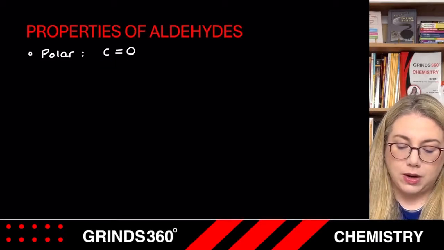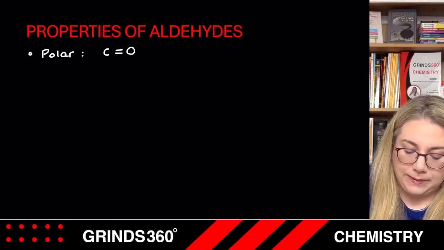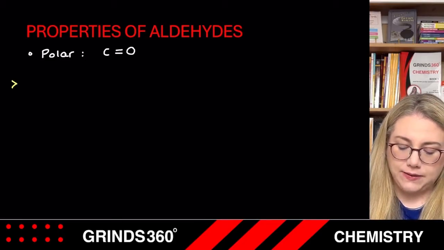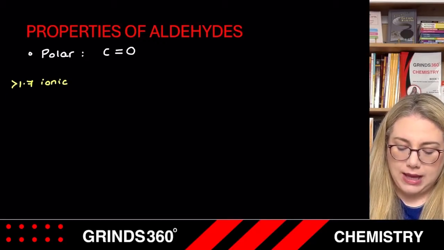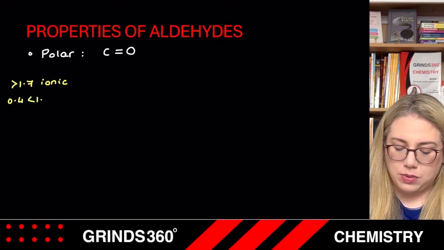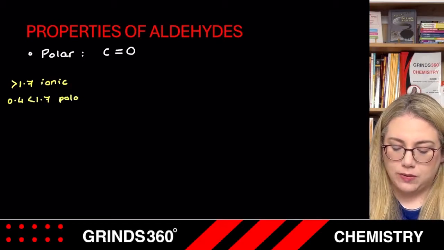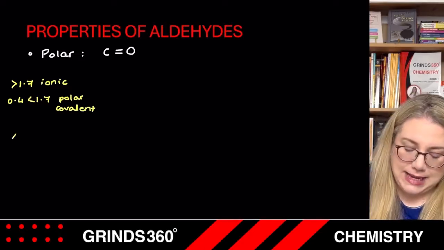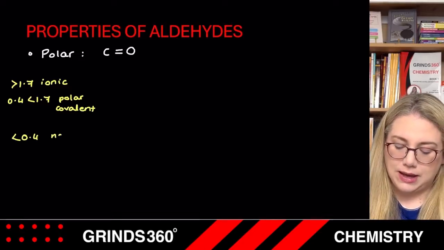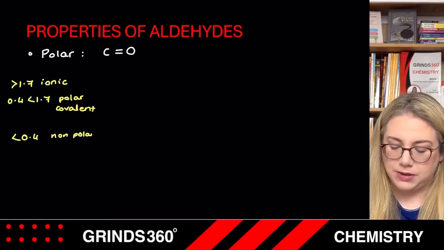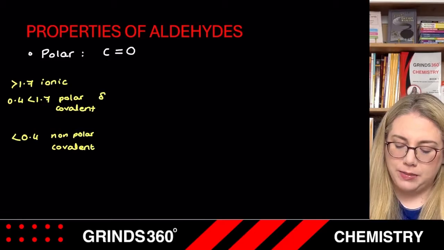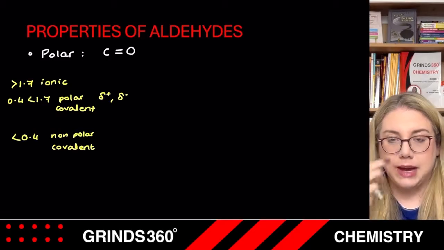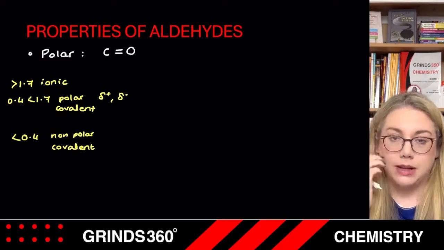Now, if you're not sure why, go back to your bonding topic. If your electronegativity difference is bigger than 1.7, then you have an ionic bond. If it's between 0.4 and 1.7, then you have a polar covalent bond. And if it is less than 0.4, then you have a non-polar covalent bond. And for something to be polar covalent, it has permanent delta plus and delta minus dipoles on the molecule.